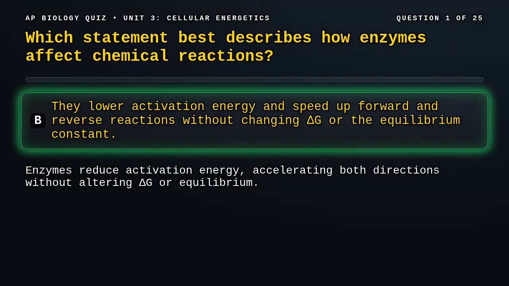Correct answer B. Enzymes lower the activation energy, increasing rate in both directions, but they do not alter delta G or the equilibrium position.